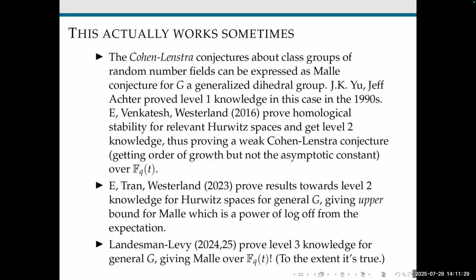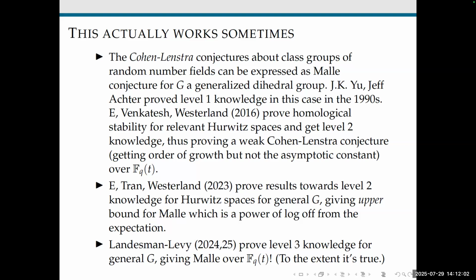That's level 2. We proved homological stability, and that gave a kind of weak Cohen-Lenstra conjecture, where there were all these arithmetic statistical things which were conjectured to have a certain limit. We couldn't quite prove that they have that limit, but we proved that they had a limit, and moreover, that the larger q was, the closer you were to the predicted Cohen-Lenstra limit. In later work with Craig and with his student Tran, we extended that to some extent to more general G in a way that gave upper bounds for Malle.